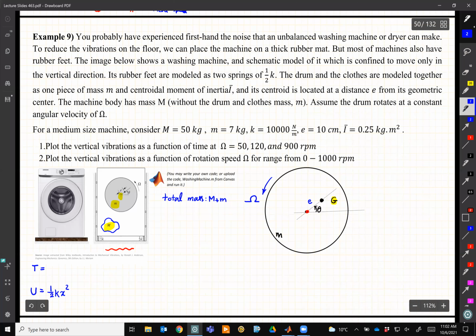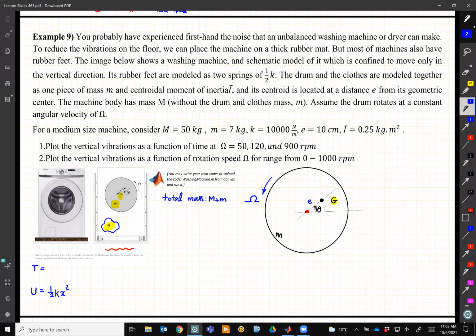Remember, I have half of k here, half of k there, so the sum will be k. For T, remember we said we have three scenarios: the first is when something is pure rotation, the second is when something is pure translation, and the third is a hybrid case, a combination of these two. We have here scenario number 3. We have a rotating drum, but at the same time this drum is inside a box that moves up and down. So we have a combination of two.